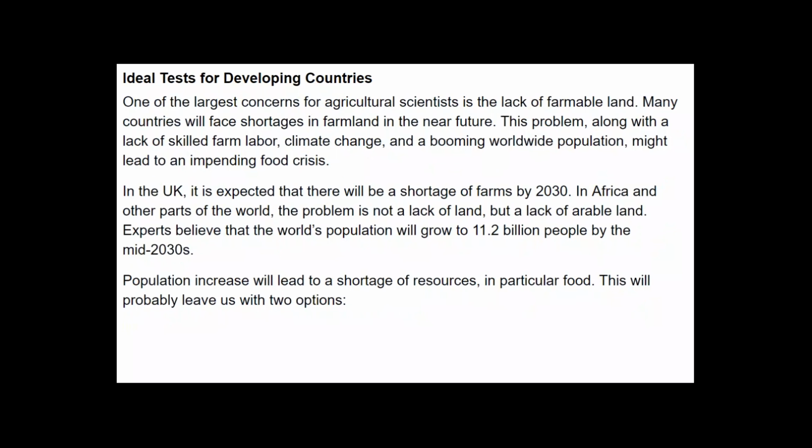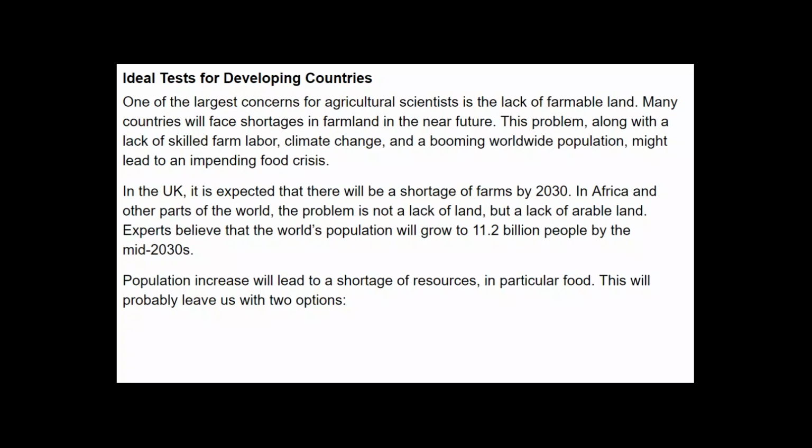So, ideal tests for developing countries. One of the largest concerns for agricultural scientists is the lack of farmable land, and many countries will face shortages in farmland in the near future. This problem, along with a lack of skilled labour, climate change, and a booming worldwide population, might lead to impending food crises. So in the UK, it is expected there will be a food shortage of farms by 2030, which is not too far away.